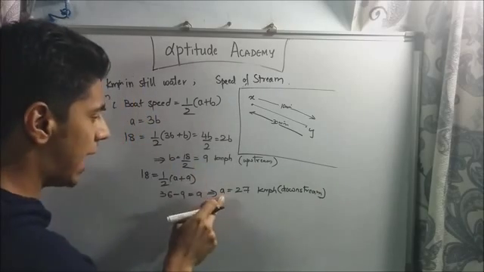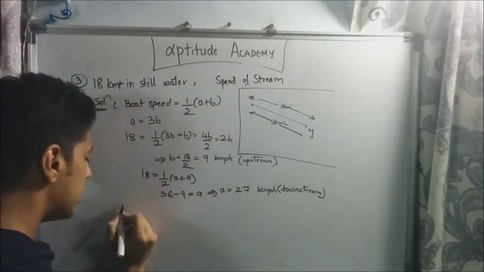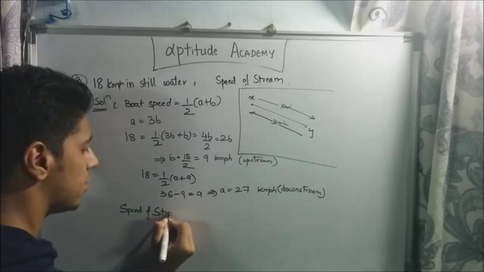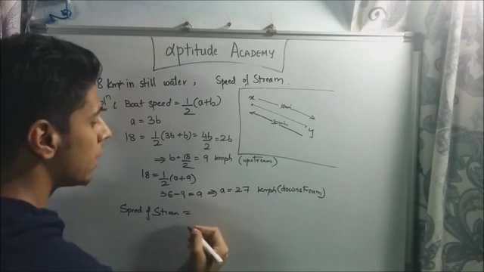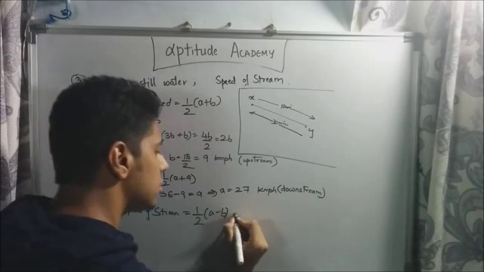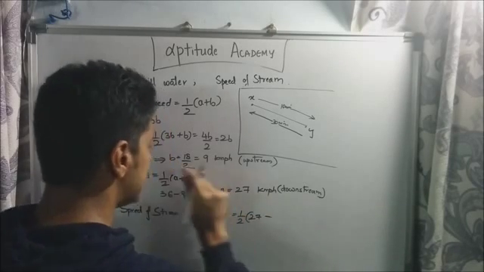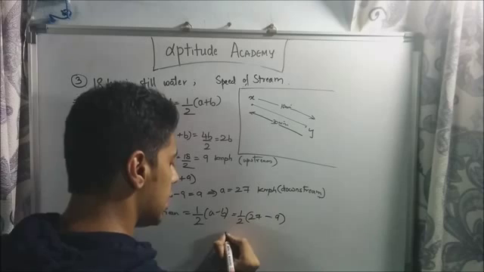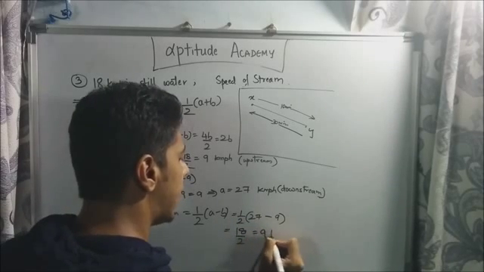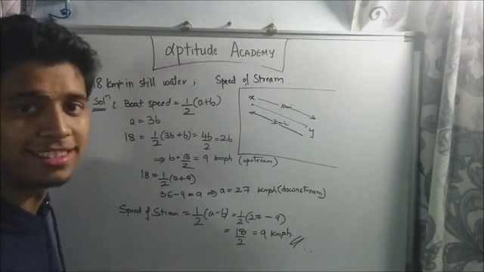Alright. Now we've got A and we've got B. Now speed of the stream, shortcut formula, right? So I'll just write speed of the stream is half into A minus B. So half into A is 27 minus B is 9, is equal to 18 by 2, is equal to 9 kilometers per hour. This is the answer.